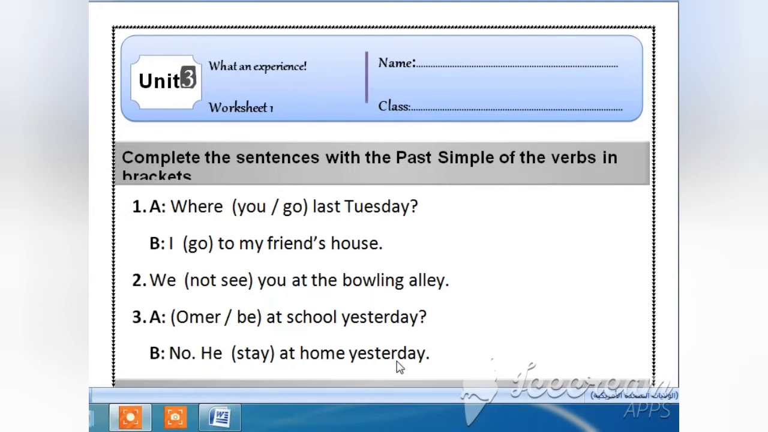3. Omar be at school yesterday. Here we have yesterday. Of course, we need to change be into was. Was Omar at school yesterday? No, he stayed at home yesterday. This is for question number 1.